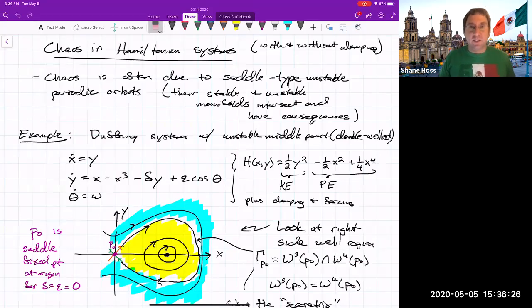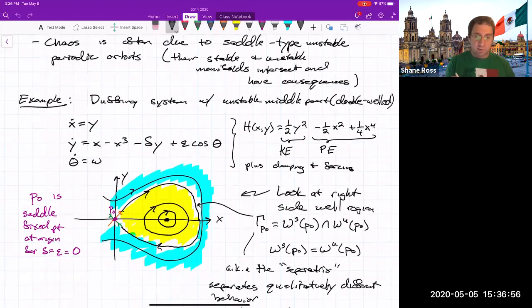Often chaos is due to what you could think of as a governing structure: the saddle type unstable periodic orbits and trajectories related to them. So these are the stable and unstable manifolds. A good example that has been used by several authors, including Wiggins, is the Duffing system. That's the one with 2 wells with an unstable middle point.